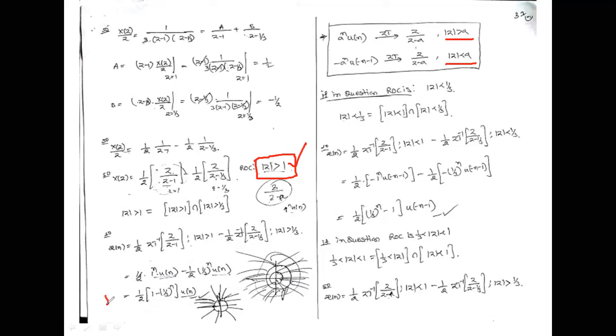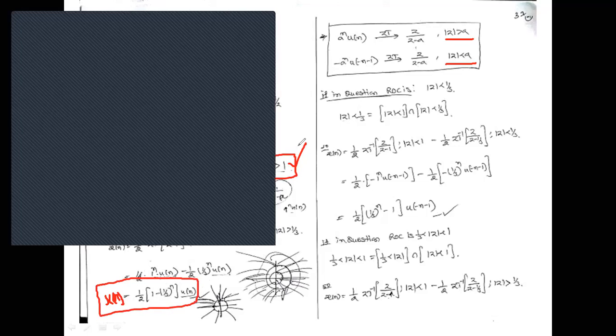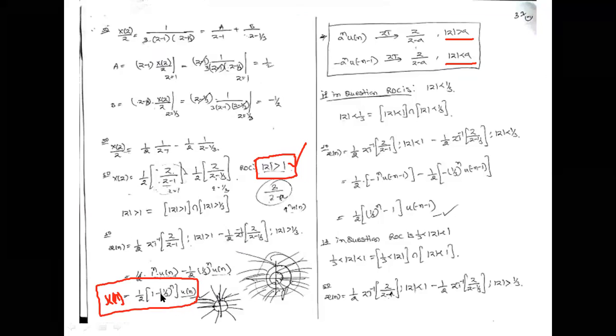So simplifying, x[n] is equal to (1/2) times (1 - (1/2)^n) u[n]. Got it, my dear students?